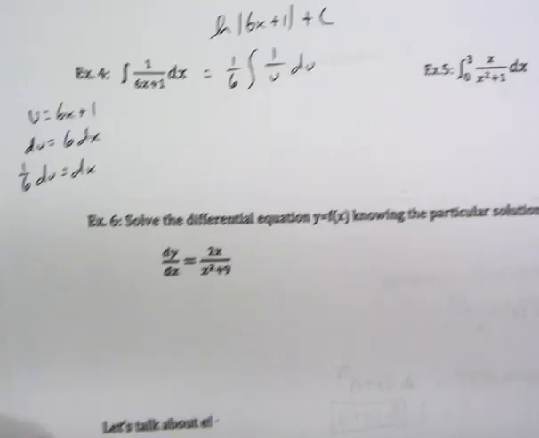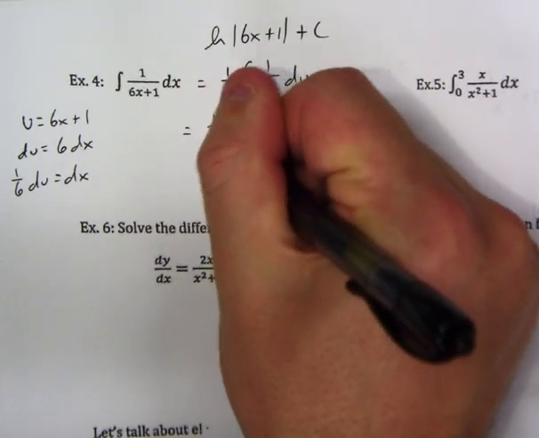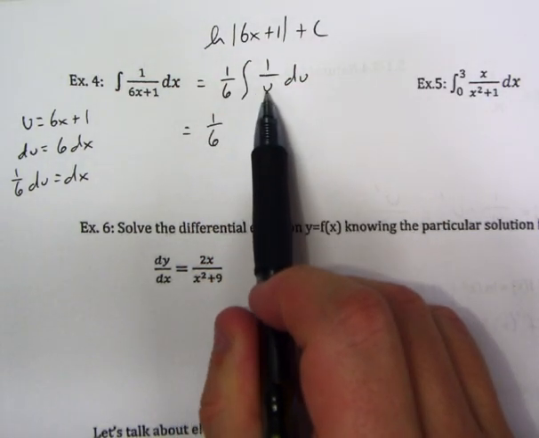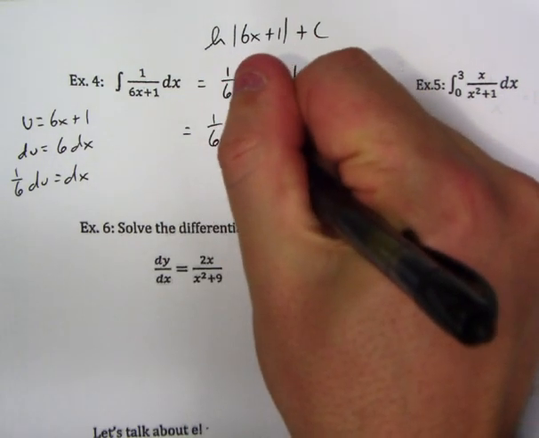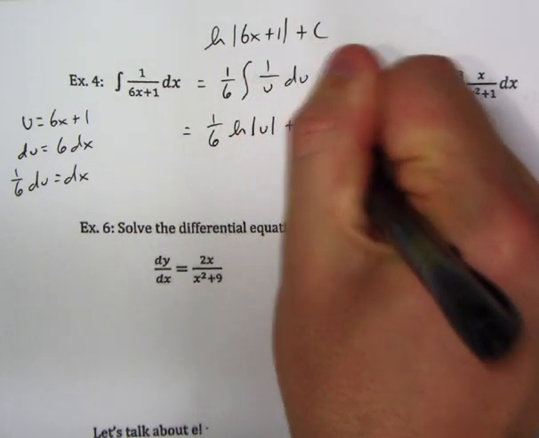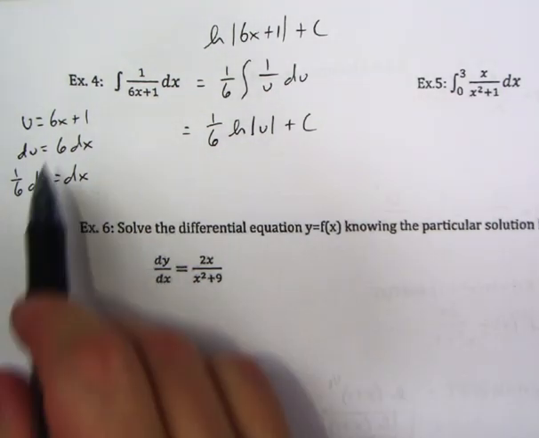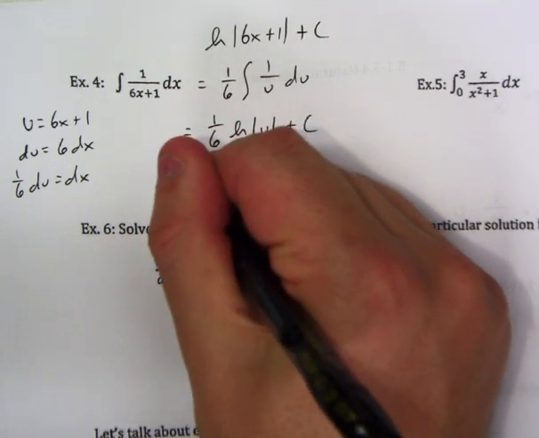And now I can integrate because I have it in the right form. So my integration rule is, if I'm integrating 1 over u, it's the natural log of the absolute value of u plus c. And then I just replace 6x plus 1 where the u is.